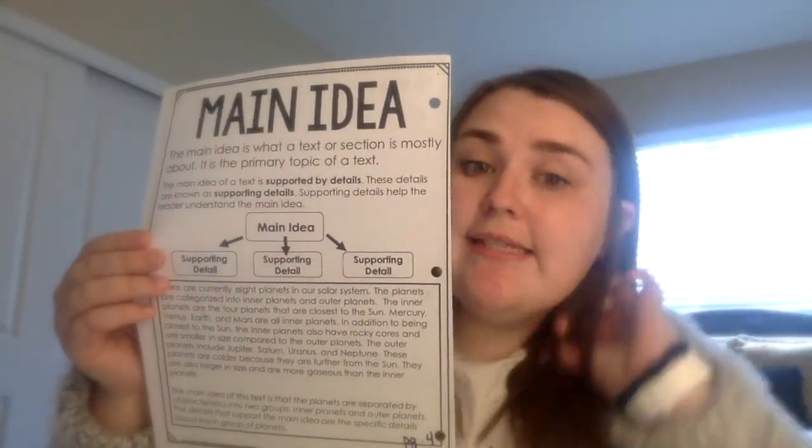So let's look at our main idea anchor chart first. It looks just like this. Let's read through it together. Main idea. The main idea is what a text or section is mostly about. It is the primary topic of the text. So remember, primary topic means the main topic, the main idea, the main point the text wants us to understand. The main idea of a text is supported by details. These details are known as supporting details. Supporting details help the reader understand the main idea.